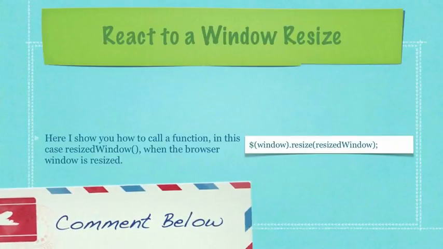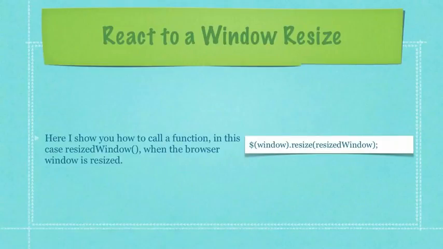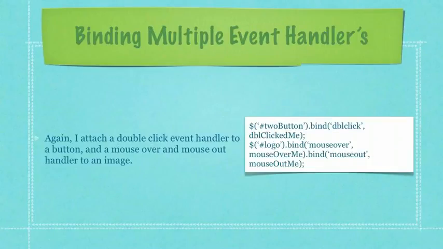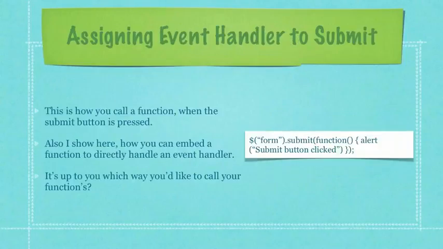Here I show you how to call a function, in this case resized window, when the browser window is resized. Again, I attach a double-click event handler to a button and a mouse over and mouse out handler to an image. This is how you call a function when the submit button is pressed. Also, I show here how you can embed a function to directly handle an event handler. And it's up to you which way you'd like to call your functions.